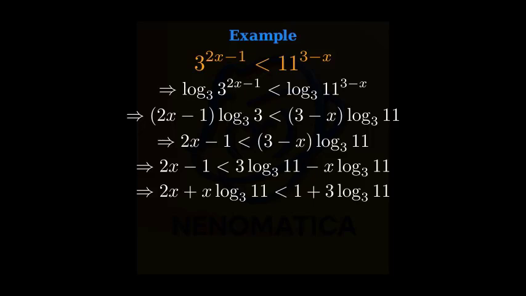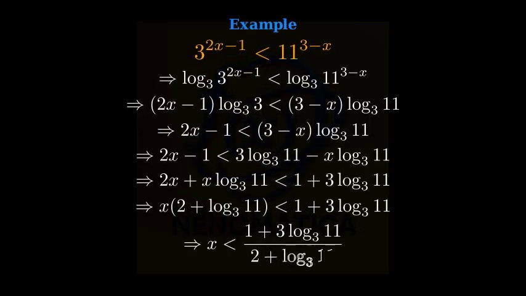We add x times log base 3 of 11 to both sides, and add 1 to both sides. This gives us 2x plus x times log base 3 of 11 is less than 1 plus 3 times log base 3 of 11. Now we can factor out x on the left side. So we have x times the quantity 2 plus log base 3 of 11 is less than 1 plus 3 times log base 3 of 11.